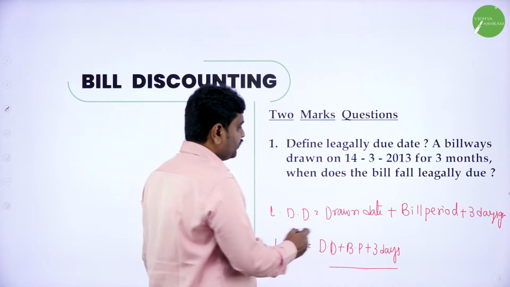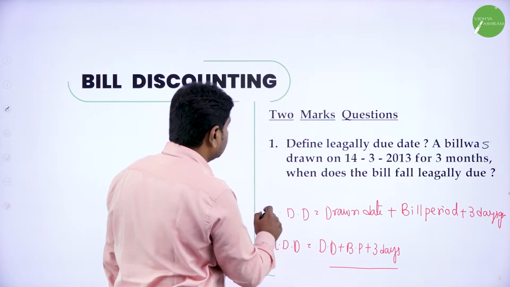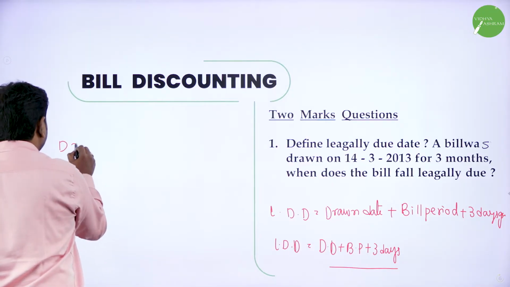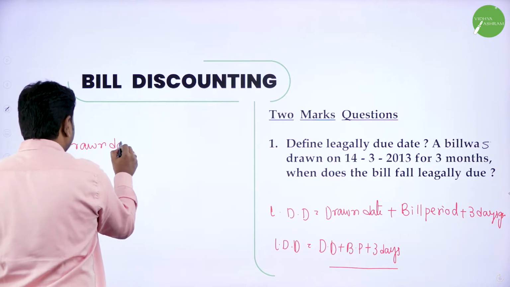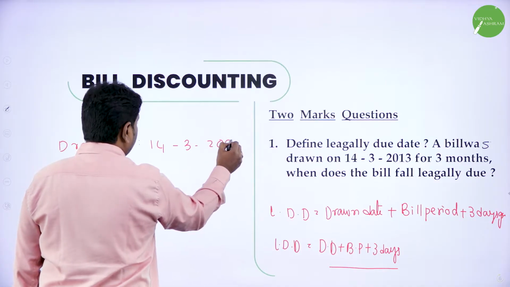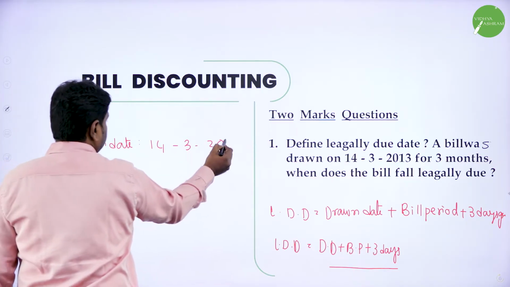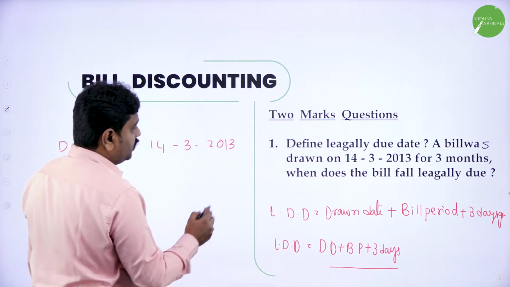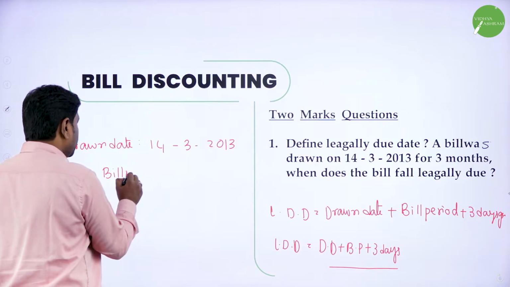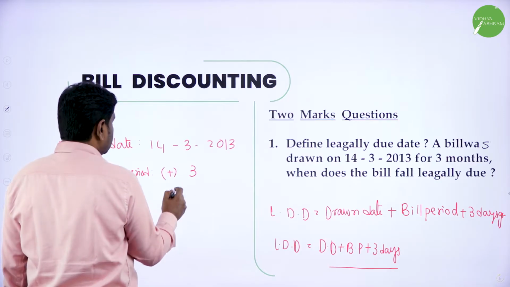Now this is the definition, we have done it. A bill was drawn on 14/3/2013, 3 months. When does the bill fall legally due? See, what is the drawn date, dear students? They have given the drawn date, DD. The drawn date is 14th March 2013. They gave it in the format day, month, year. The bill period is 3 months, they told us. So add 3 months. The bill period should be added, 3 months in the place of months, plus 3 grace days.